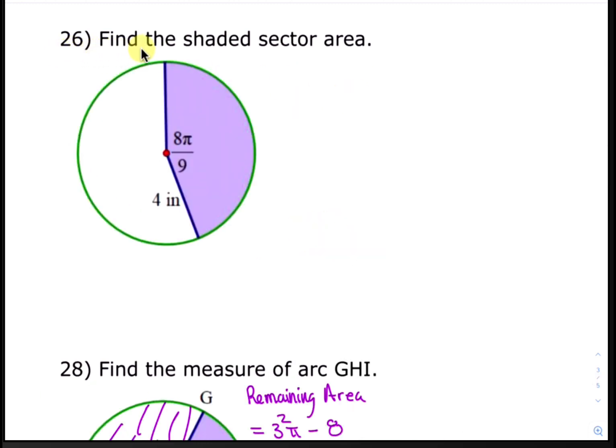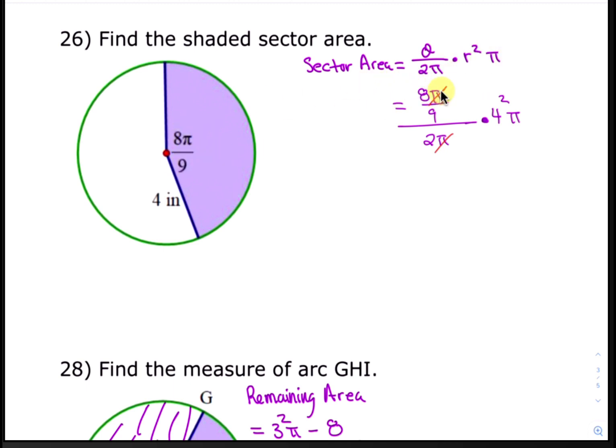All right, here's number 26. Find the shaded sector area. Now the shaded area, the sector area, is the angle measurement, and this time it would be in radians, not degrees. So it's the angle in radians divided by 2 pi instead of 360, because we're in radians, times r squared pi.